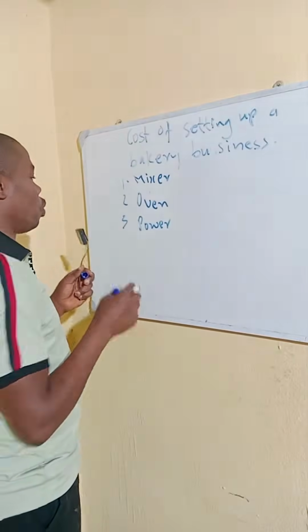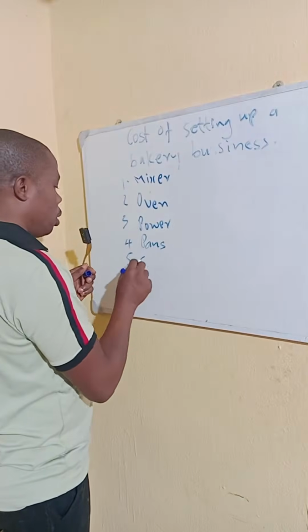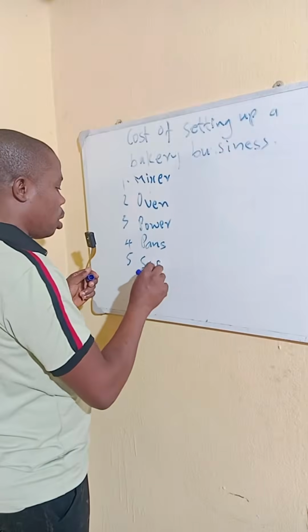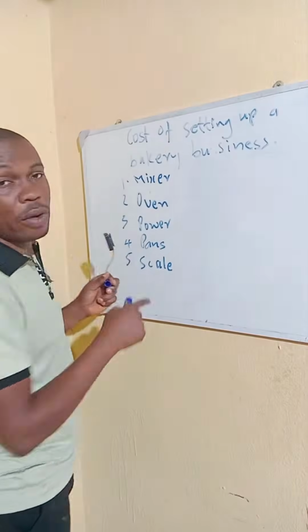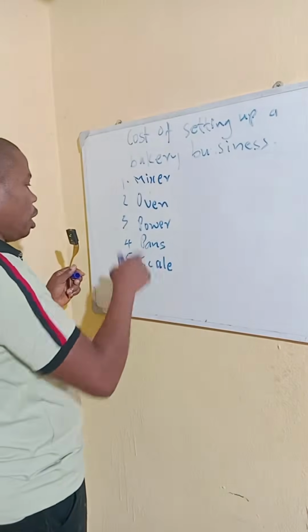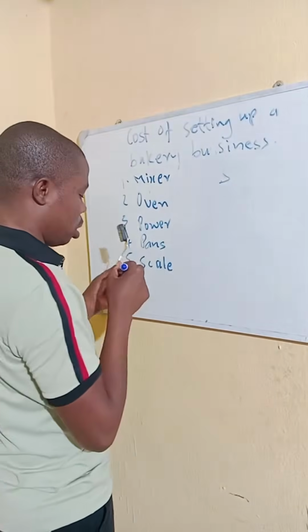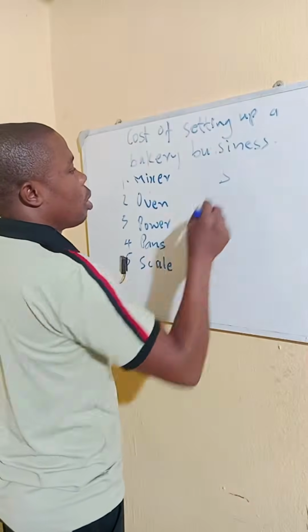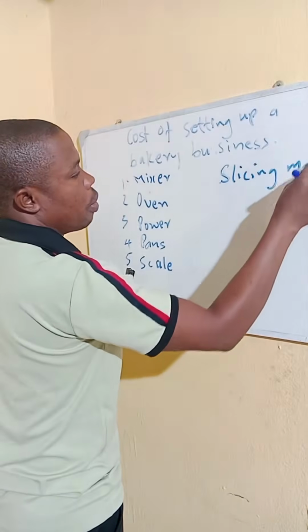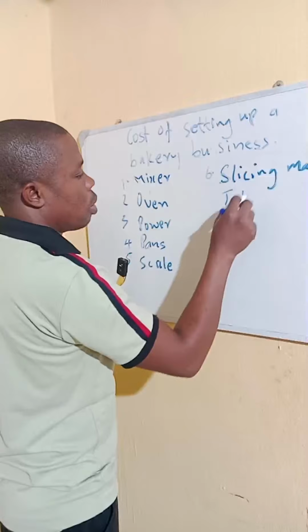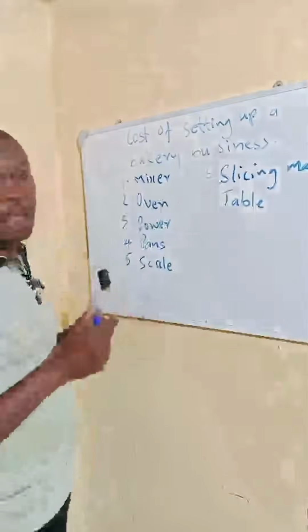You need your pans. You need a scale. I'm going to give you the prices, okay? You need a slicing machine. Now, let's look at these ones for now.